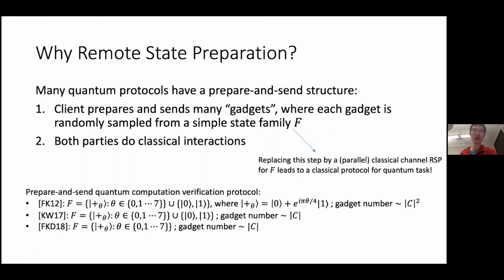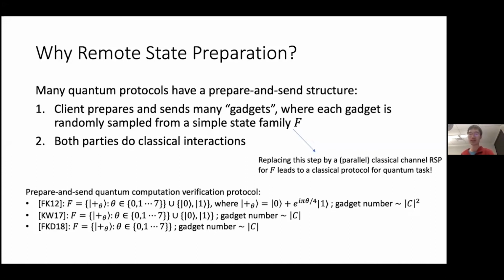And returning to our problem of quantum computation verification, there is a lot of work that has a prepare-and-send structure. For example, in the FK12 paper, the authors gave a protocol whose gadget family F is the plus theta states union the standard basis states, which is a simple single-qubit state family. The plus theta state is a plus state with additional phases, with theta from 0 to 7.